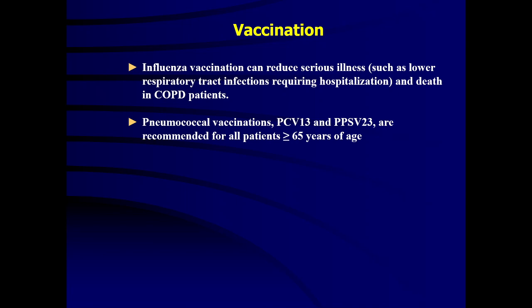All COPD patients should have an annual influenza vaccine, and those who are above age 65 should have the 13-valent pneumococcal conjugate vaccine, and after 1 year receive the 23-valent pneumococcal polysaccharide vaccine.